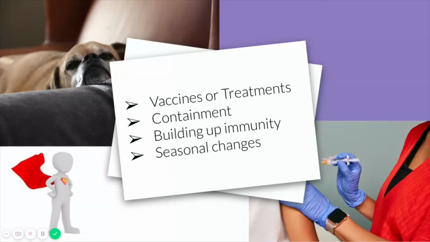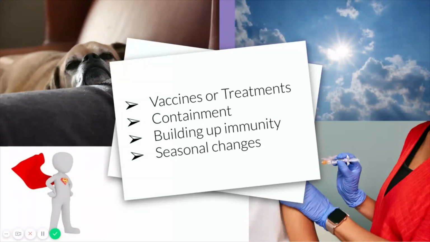Third, many people are hoping that humans build up immunity. Immunity is when your body builds like a shield to protect itself from germs and diseases. So hopefully more people can build immunity to this disease over time.